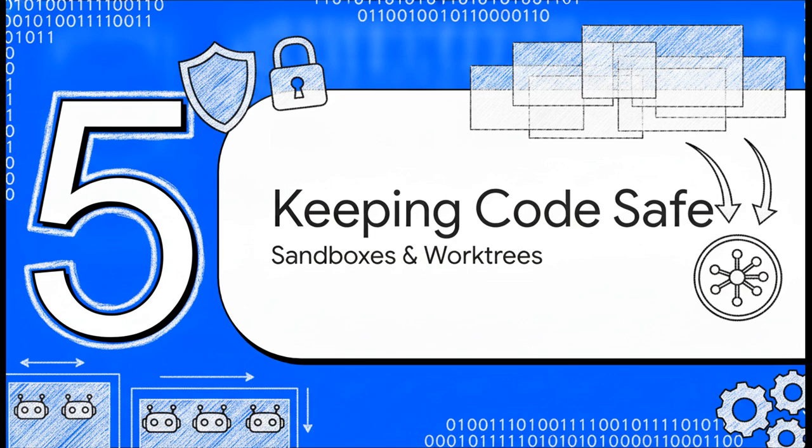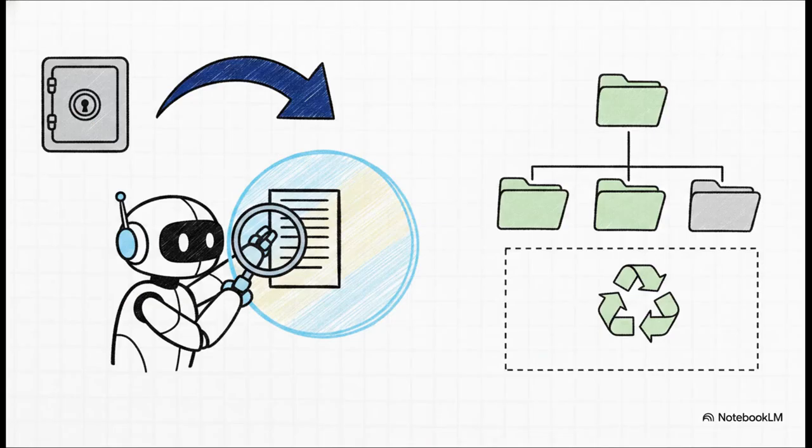All right, Section 5, keeping your code safe, sandboxes and work trees. Okay, before you just let multiple AI agents run loose on your repository, we really need to have a serious, deliberate discussion about safety. The crucial point here is understanding exactly what these agents are technically allowed to do on your machine. Now, the Codex lane is beautifully safe.